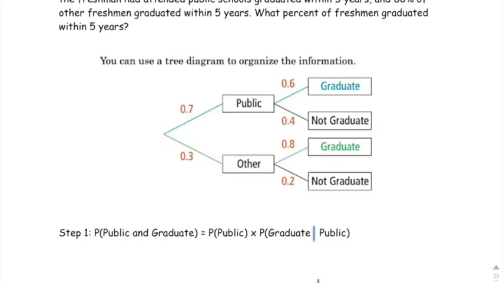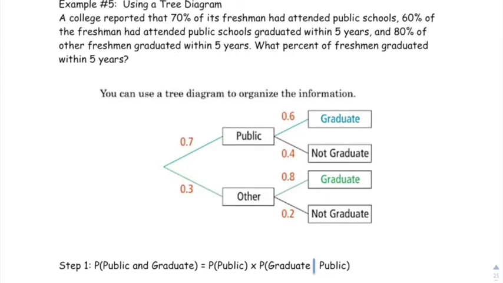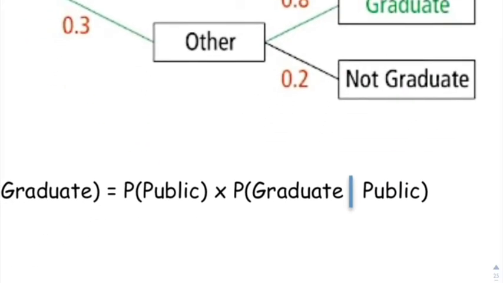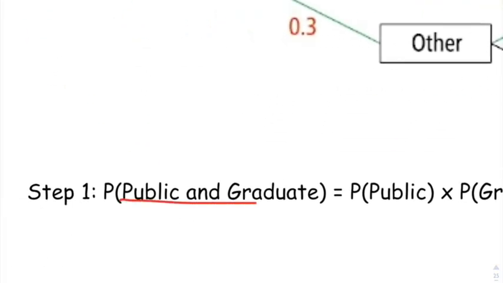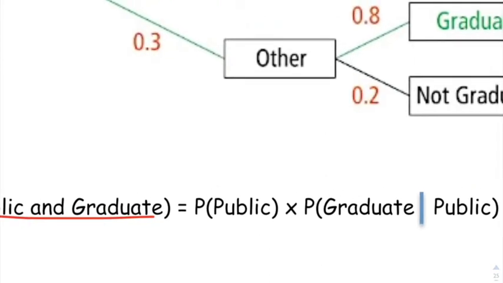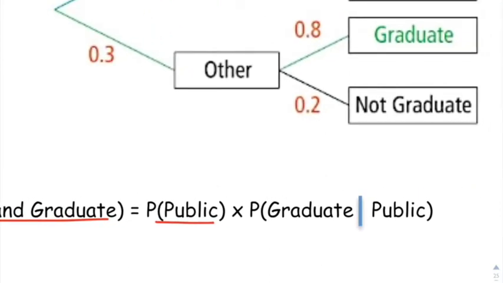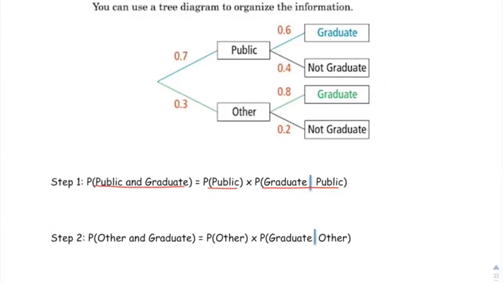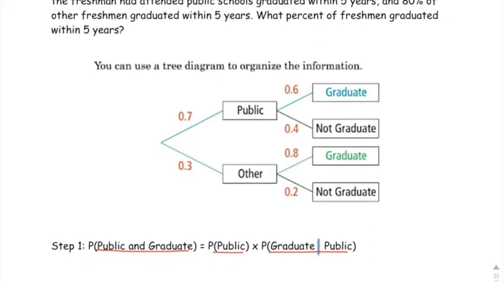All right, so what we'll do is, I think there's a formula from yesterday for this: the probability of public and they graduated. You're going to take the probability of the public, and then the probability that they graduated given that they went to the public school, and then you'll multiply them. So we've got to look at all these different numbers here.